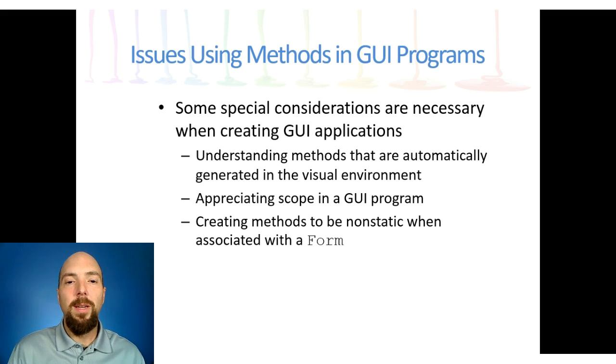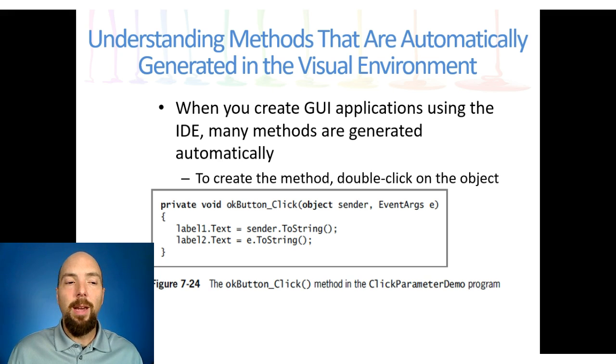When we write GUI-based applications, we have some special considerations. Anytime we make a GUI-based application, some methods are automatically generated for us. And what we need to know is what these methods are, and also their scope. They're typically going to be non-static, which means that we don't necessarily want them to be called by other sections of code. But every time I write a program, if I do something like make a button, when you click on it, there's an event that occurs.